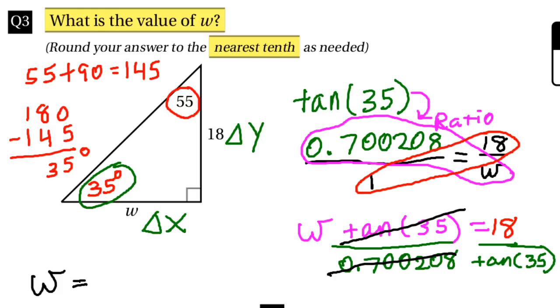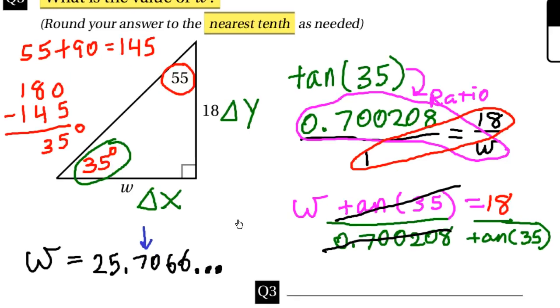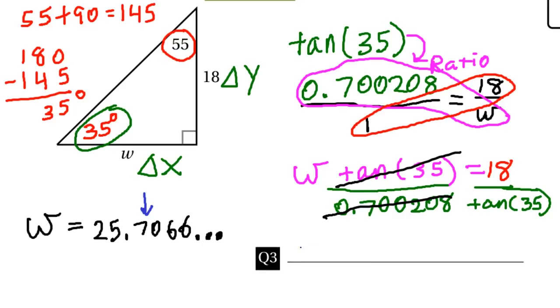So if I type this on my calculator, I get that w is equal to 18 divided by tangent 35, and I get 25.07 or 0.7066 and then some other numbers after that. And I don't really care what those numbers are because this says to round to the nearest tenth. So I need to stop at the 7, and I see that there's a 0 right after it. So the entire answer is just going to stay as w is approximately equal to 25.7.